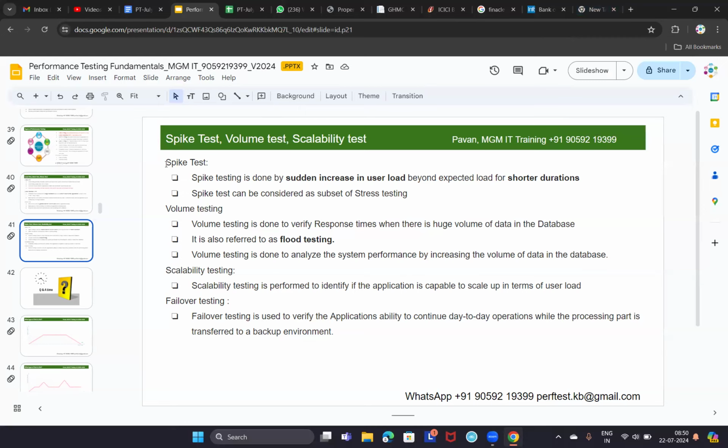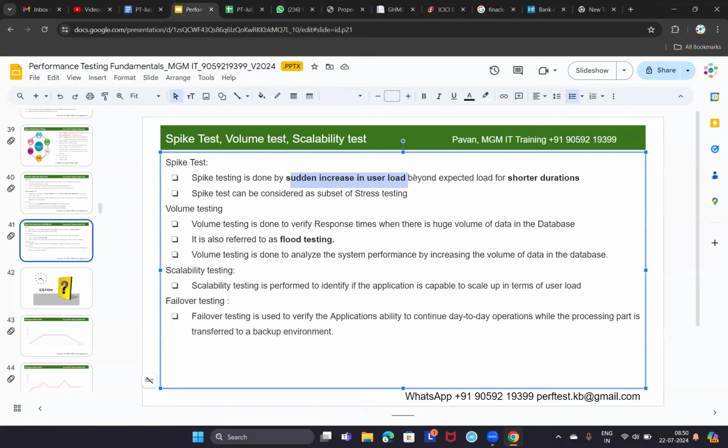Okay, so the next type of testing is spike testing. Spike testing is done by sudden increase in the user load beyond expected load for shorter duration, right? Best example for this is Tatkal booking, because there will be a sudden increase in the user load during the Tatkal window. Tatkal window opens and it will be for a shorter duration, isn't it? Yes or no? Agree with me, guys? How much time do the Tatkal tickets last, or how much time will they be available, guys? From 10 o'clock?